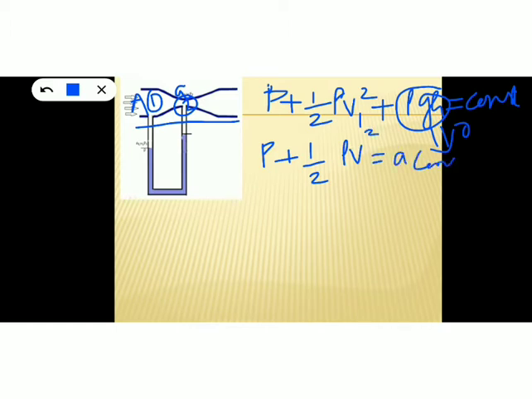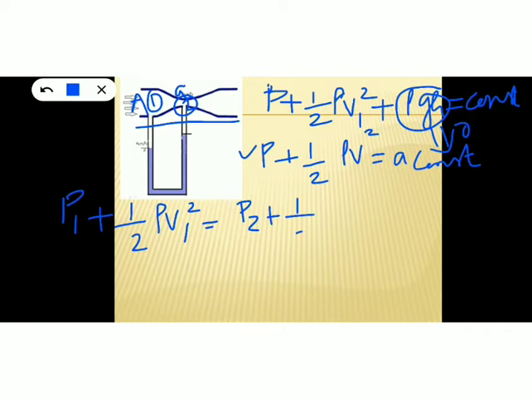Now we can apply this particular equation to region 1 and region 2. When we apply Bernoulli's principle to region 1, we get P1 plus half rho V1 square, equal to the same expression at region 2: P2 plus half rho V2 square.